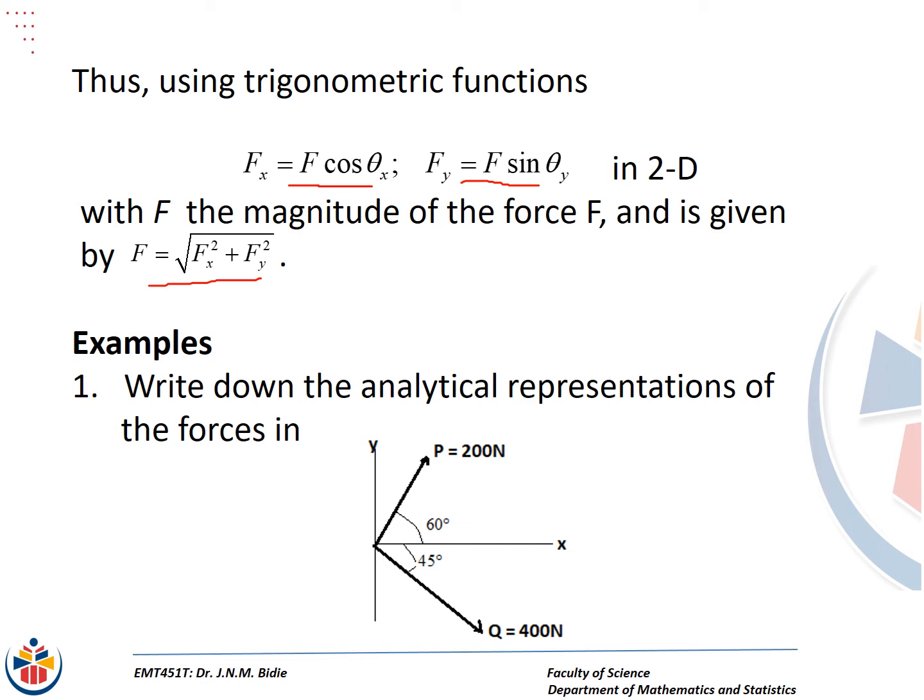Quickly, we go to examples. We are asked to write these components in an analytic manner. Analytically, that means Fx i, Fy j, that means F cos theta x and F sine theta y. Vector P is vector Px plus vector Py. So let's quickly go to the solution and see what we are supposed to do.